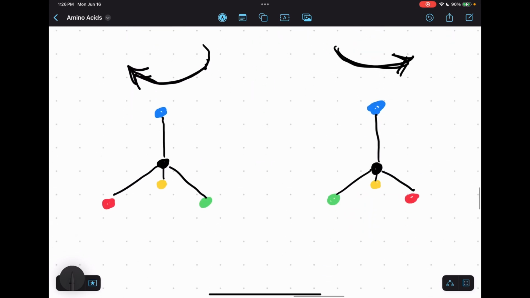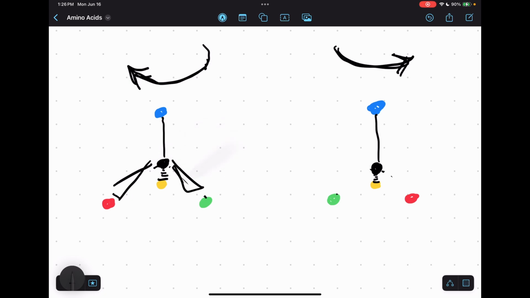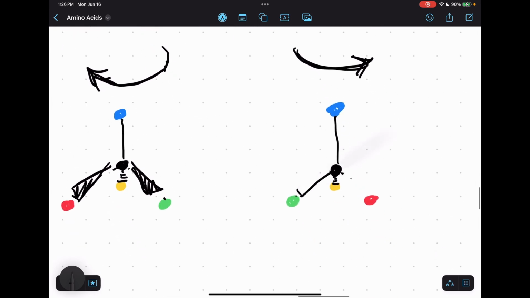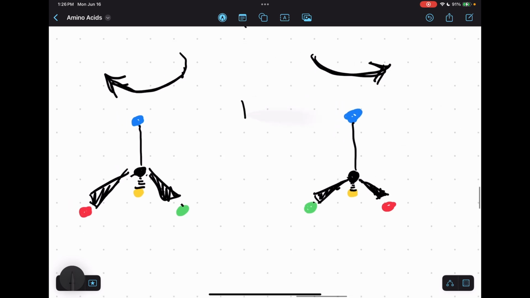That will give us these structures where, just to clarify with the dashed wedges, we have the blue, the carboxylic acid, in the plane of the paper. In both cases, we have the R group behind the plane of the paper facing that way. And then we have both of the hydrogens and the amino groups facing towards us, outside the plane of the paper. And again, we still have the mirror images.